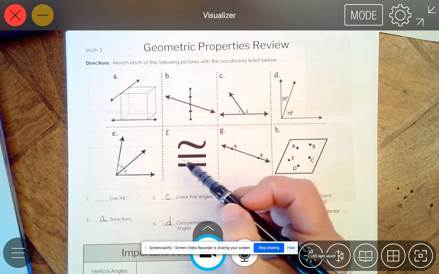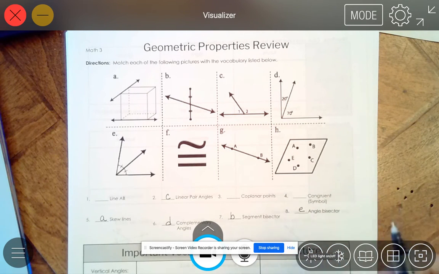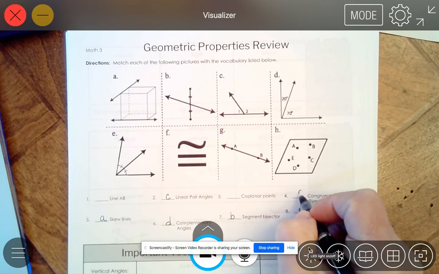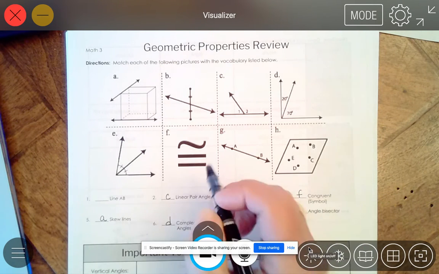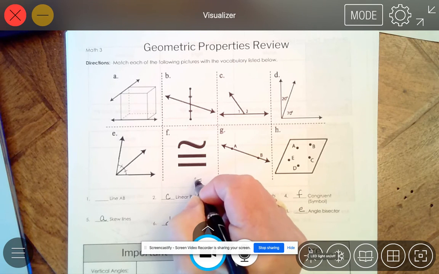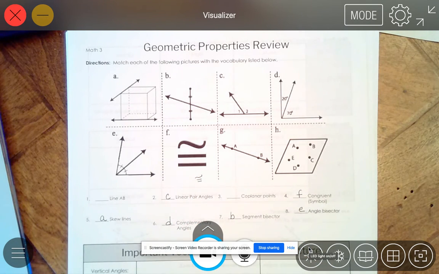We already did E. This one right here, F, this sign means it is congruent. This is the symbol for congruent. You will see me write it like this and do this, okay?